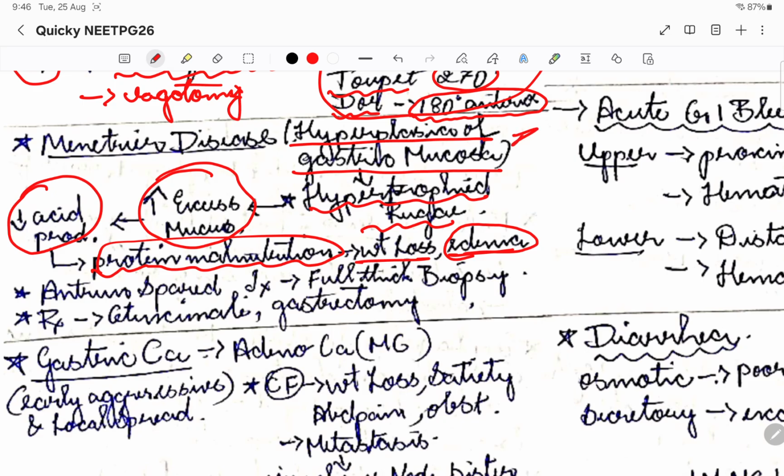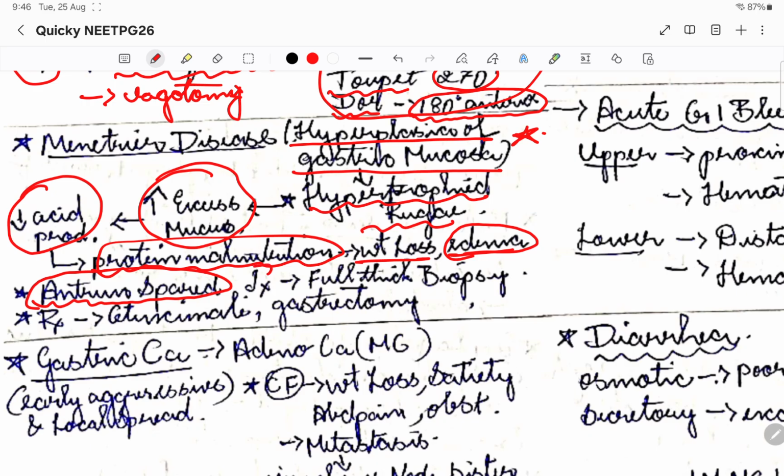Please see an image of a Menetrier's disease stomach. There will be hypertrophied rugae, you can see. Here please note that the antrum will be spared, whereas the body and fundus are the most common sites where it can occur.